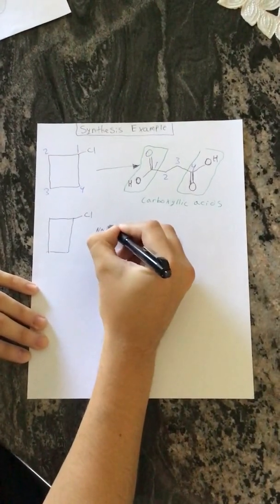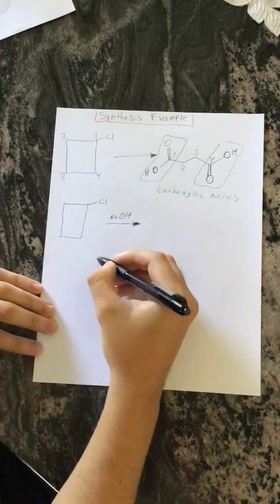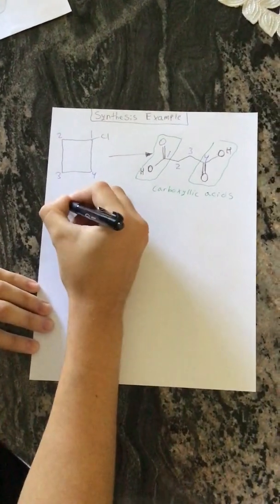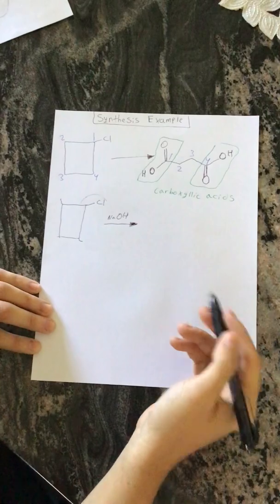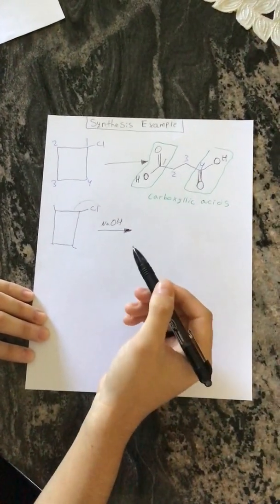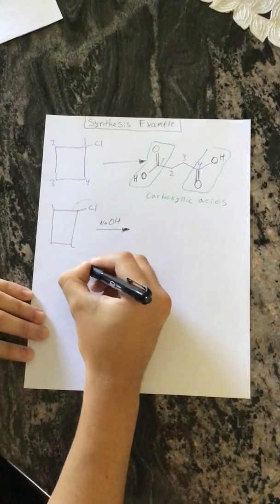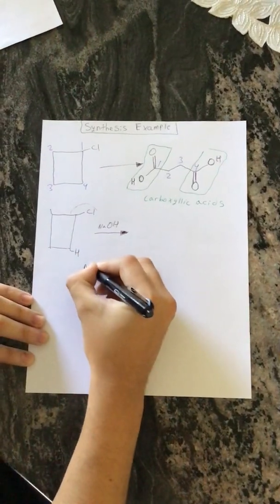In this case, let's just do NaOH. So, as we know, there's no stereochemistry, but it would have to be anti-periplanar. But in this case, it doesn't really apply here. So let's just move along.